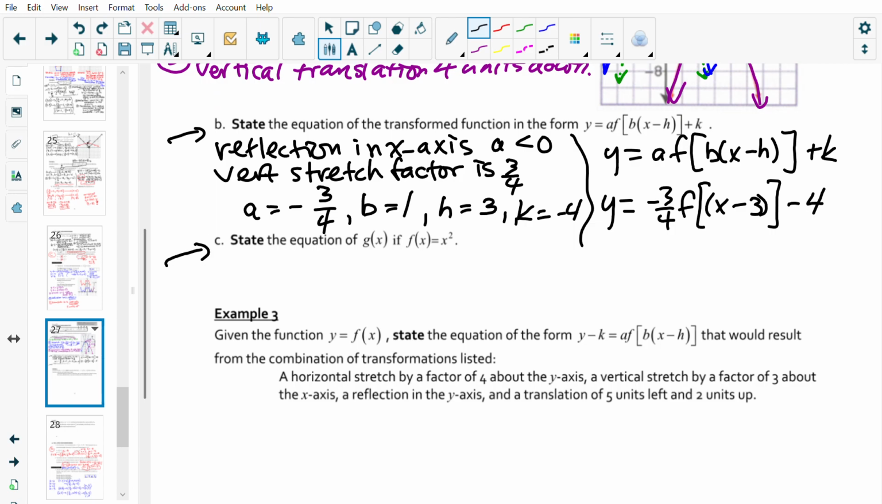State the equation g of x if f of x equals x squared. So we're going from y equals x squared to y equals, okay, let's apply the transformations. The a value is negative 3/4 times x minus the h value, which is 3, and we square it, and then we're translating down 4 units, or a vertical translation 4 units down.